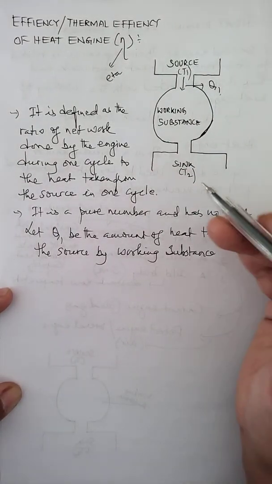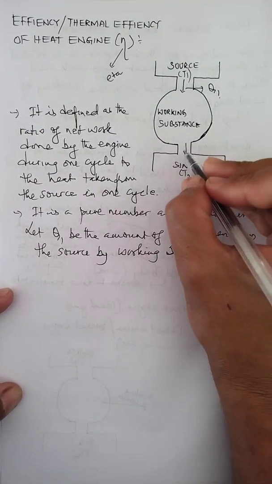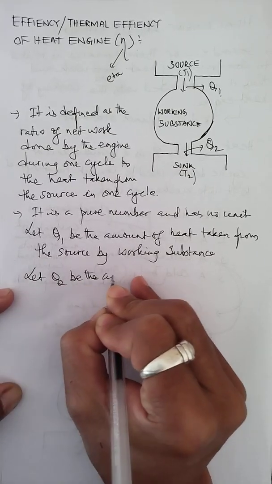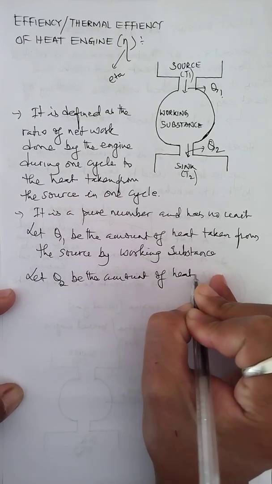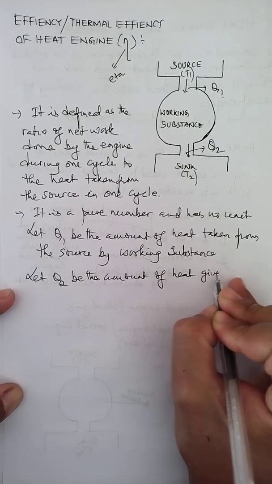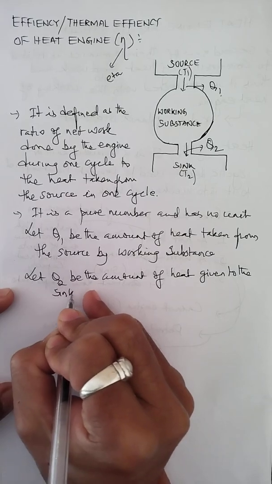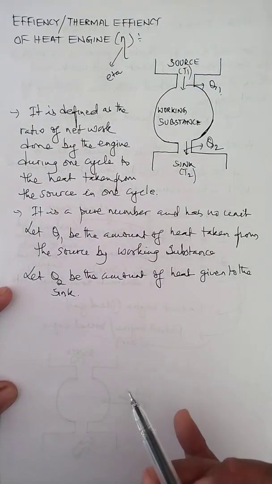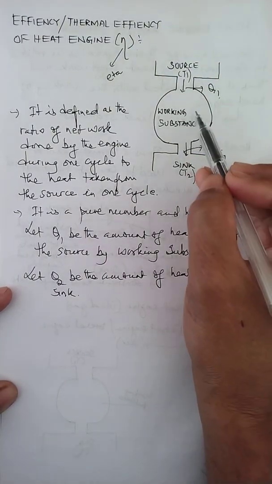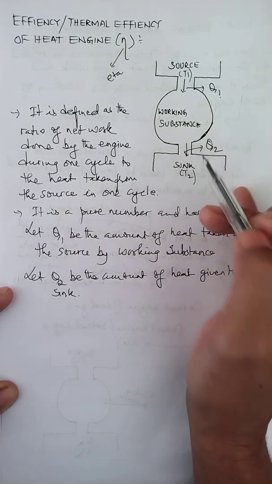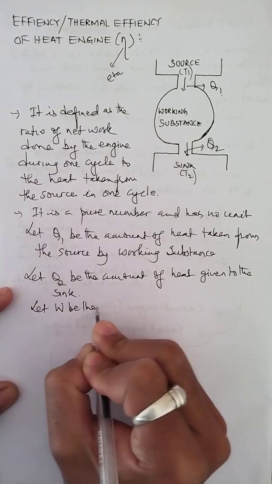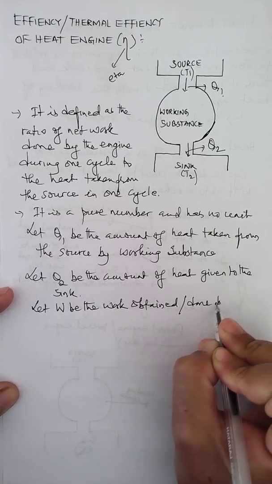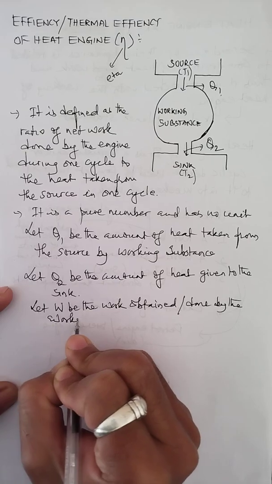And definitely this working substance gives some amount of heat to the sink, and let Q2 be the amount of heat given to the sink by the working substance. But children, you know that the working substance will not give 100% of the heat to the sink. It gives only the remaining part of the heat to the sink by doing some amount of work by itself, and that work done by the working substance is considered as W. So let W be the work obtained, or work done, by the working substance.